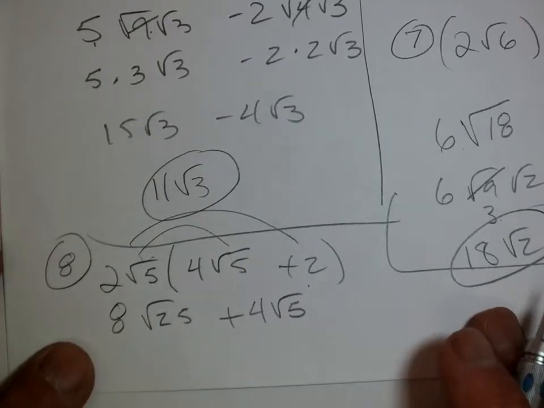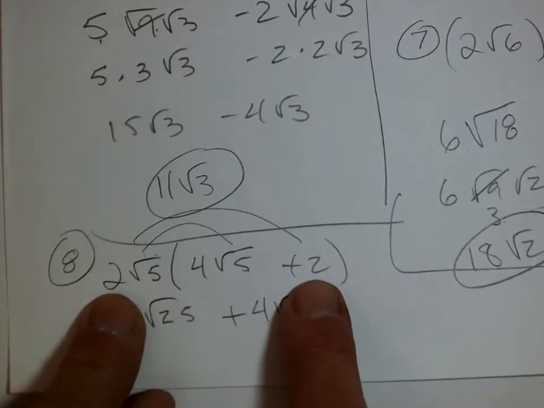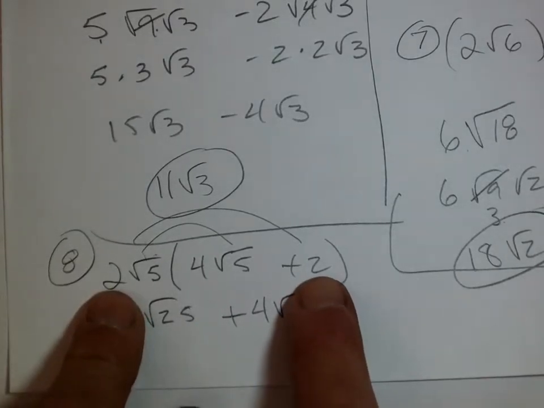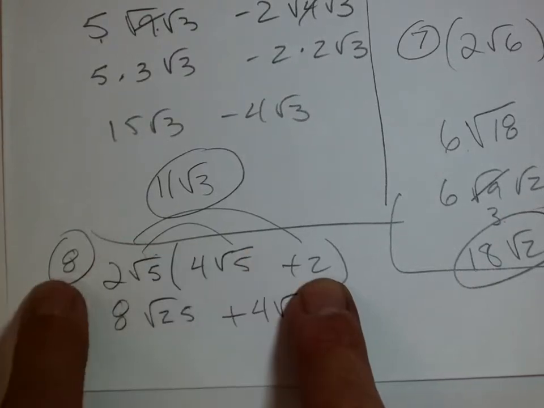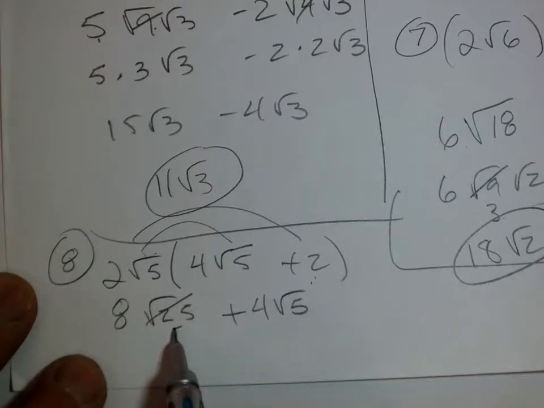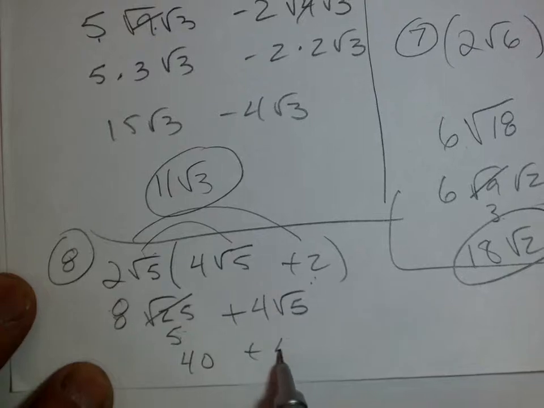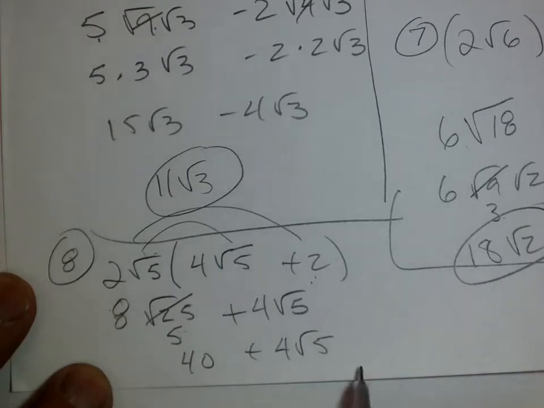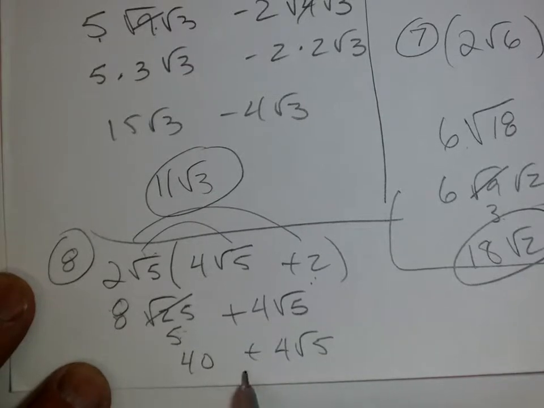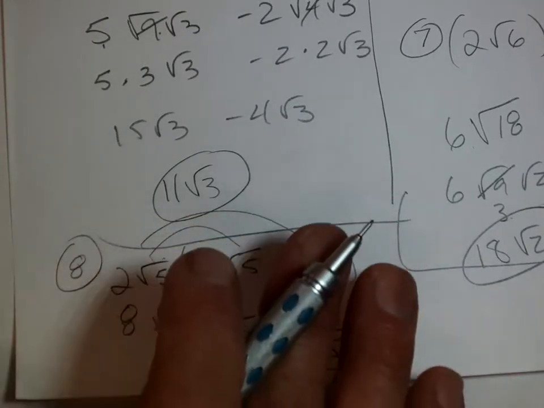Wait, why do we have a square root of 5 by default? Here, right here. Great question. So the 2 times 2 makes the 4, right? But what do we do with the square root of 5? It's still multiplied to it also. Okay. Square root of 25, that's easy. That's 5. 5 times the 8 is 40 plus 4 square roots of 5. Can you add these? Can I make that 44 square roots of 5? No. You can't add them because that's not a square root of 5, is it? Okay.